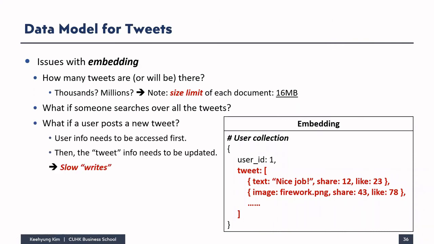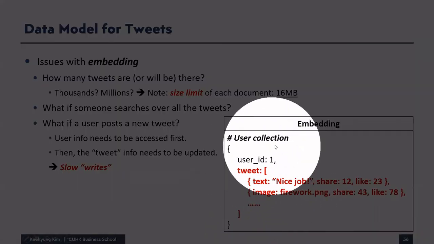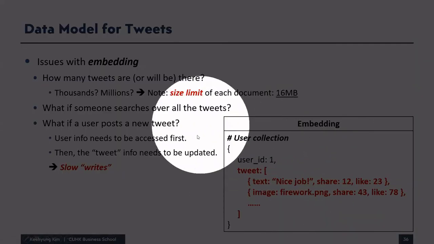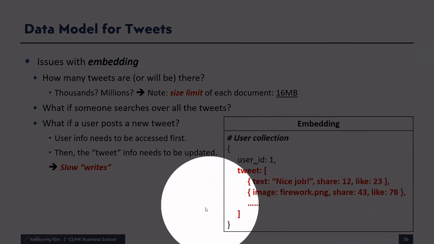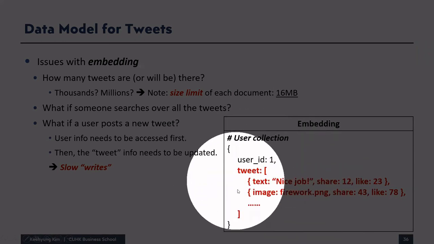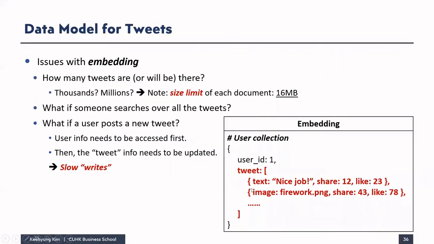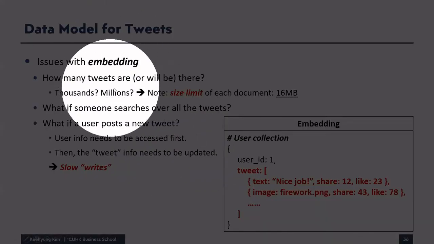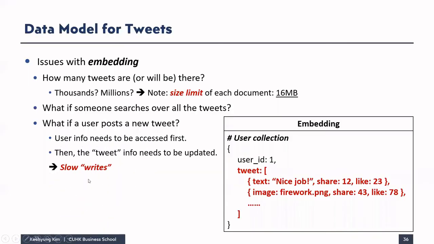Another problem is this: what if a user posts a new tweet? Then it will take more time. To add a tweet here, you have to retrieve this big document, find this area, and add an embedded document into this list. So to add a tweet, the user information needs to be accessed first, and then the tweet info needs to be updated. So if you use the embedding approach, the write operation will be slower in this case. That's something you can expect.